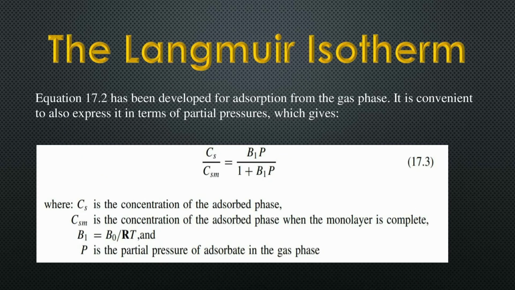Equation 17.2 has been developed for adsorption from the gas phase. It is convenient to also express it in terms of partial pressures, which gives equation 17.3, where Cs is the concentration of the adsorbed phase, Csm is the concentration of the adsorbed phase when the monolayer is complete, B1 is equal to B0 over RT, and P is the partial pressure of adsorbate in the gas phase.